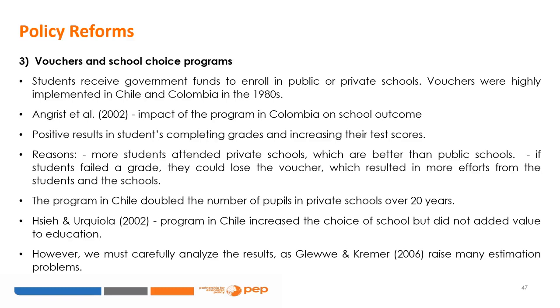Angrist et al., 2002, took advantage of this natural experiment to study the impact of the program on school outcomes and found positive results in students completing grades and increasing their test scores. The reason for this could be that more students attended private schools, which are better than public schools. Also, if students failed a grade, they could lose the voucher, which resulted in more efforts from the students and the schools. The program in Chile doubled the number of pupils in private schools over 20 years.